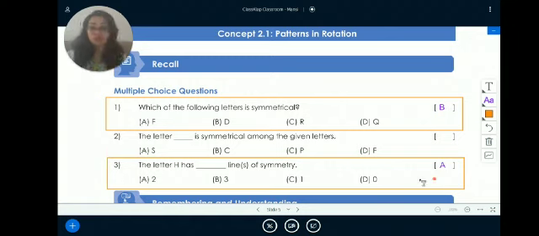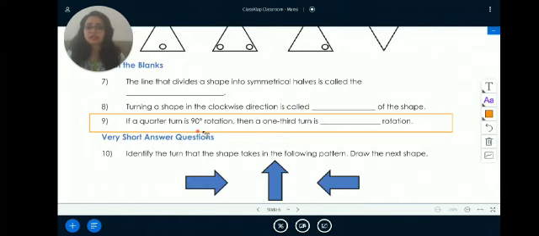Now next question, let's see. If a quarter turn is 90 degree rotation, then a 1/3 turn is dash rotation. Now we know complete or full is 360 degrees and we have to divide it into 3 equal parts because 1/3. If you divide 360 by 3, what will you get? Remember, we had just seen this. I'm going to write the correct answer over here.